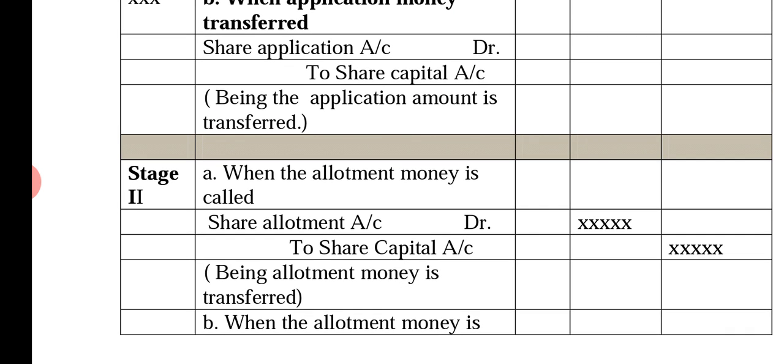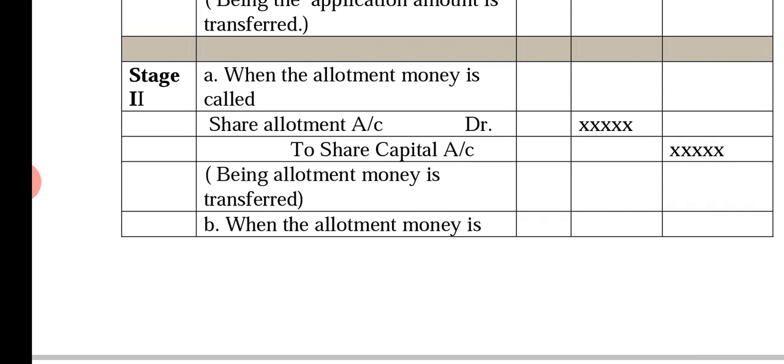In the stages of allotment, first call and second call, we have to pass the transfer entry first, then the collection entry. In the remaining three stages, the first entry is a transfer entry and the second entry is a collection entry. But in the application stage, the first entry is the collection entry and the second entry is the transfer entry. So you have to keep this in your mind.